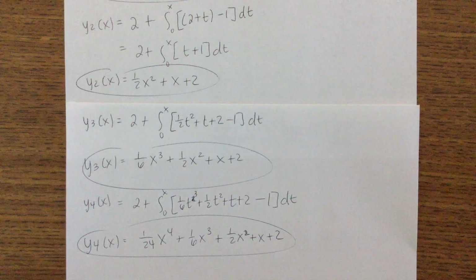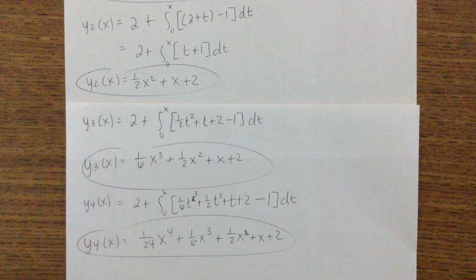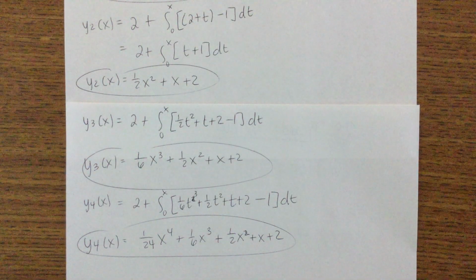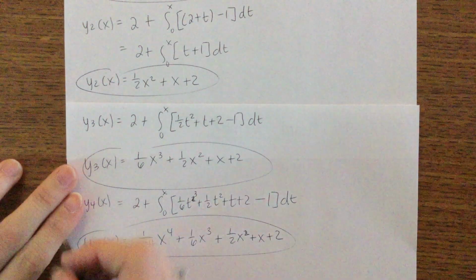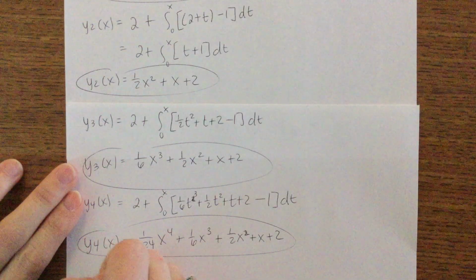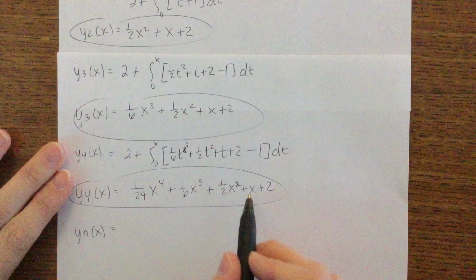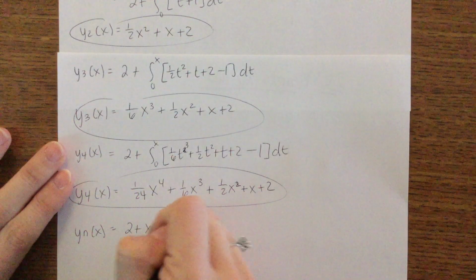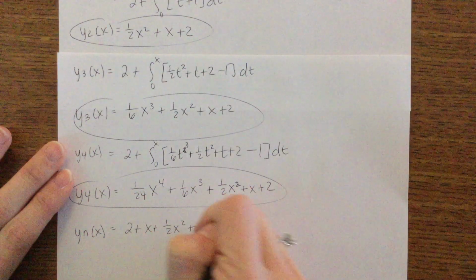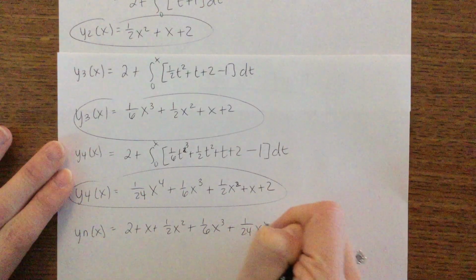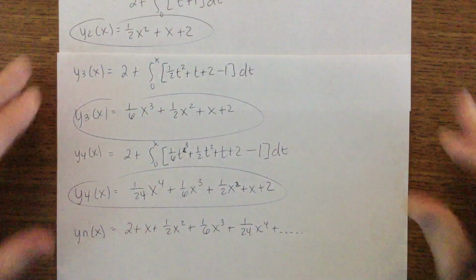Okay, now you're probably wondering, why would I bother doing this? Where is this going? You're not going to keep going forever. You're looking for a pattern. So let's try to find the pattern. If we were to go up to n, whatever n is, we're going to have 2 plus x plus 1/2 x squared, add 1/6 x cubed, add 1/24 x to the 4th, etc.